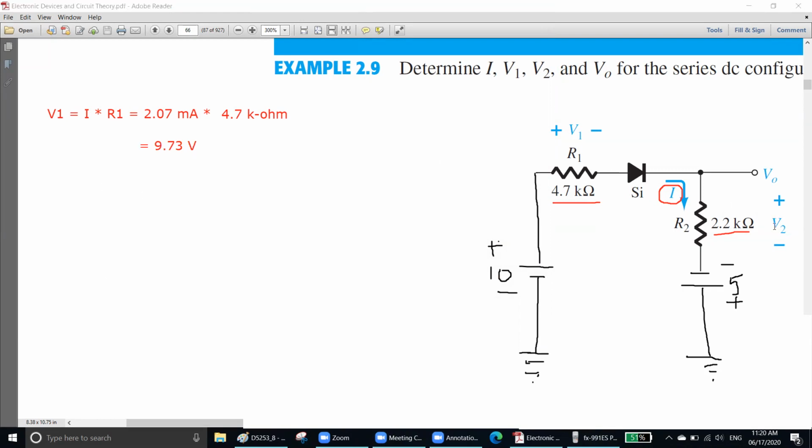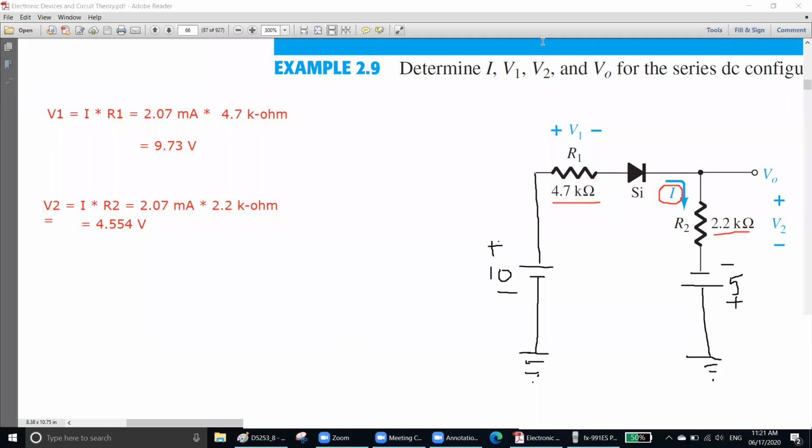For V2, V2 is the voltage of this resistor. Now the voltage of the resistor is equal to I into R. We already know it. Let's find out. V2 equal to I into R2 equal to 2.07 milliampere into 2.2 kilo ohm. If we do the multiplication, what will be the answer? 4.554 volt, right? That is the answer. So V1 and V2, the answer is given already, right? 4.554.